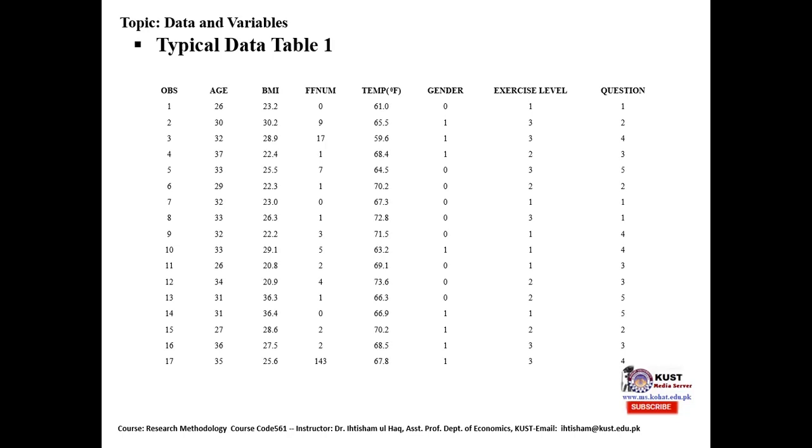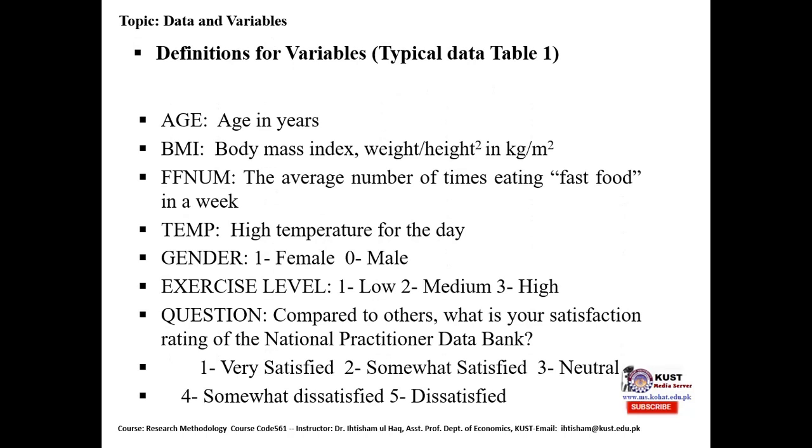This is a typical data table. The first column is the observation number, and then the second and then third column and so forth we have variables. For example, age is a variable, and then body mass index is a variable, and in the last this is the question, and in this case this is the dependent variable. But to know about what is the question and how it is being categorized from 1 to 5, this is the definition for variable that we presented in table 1.